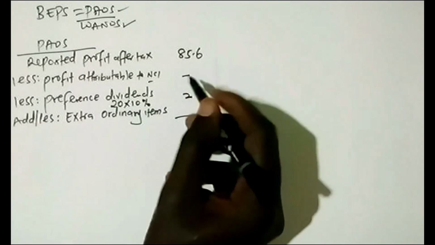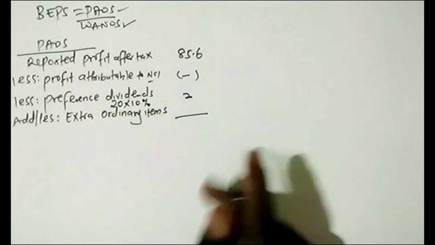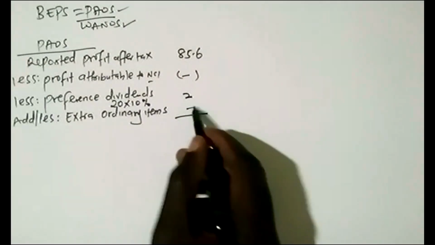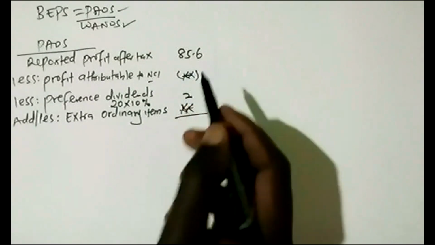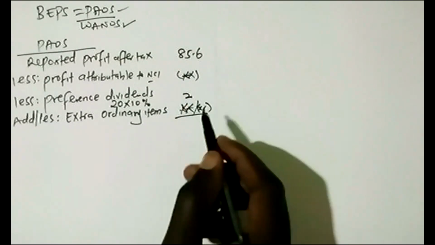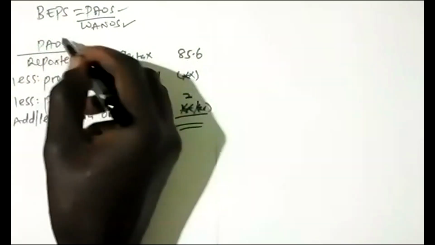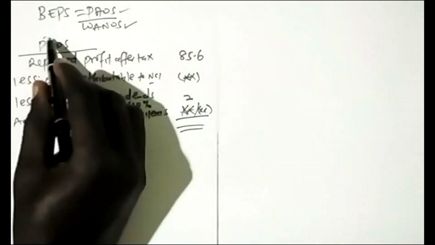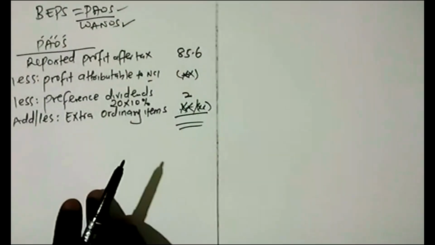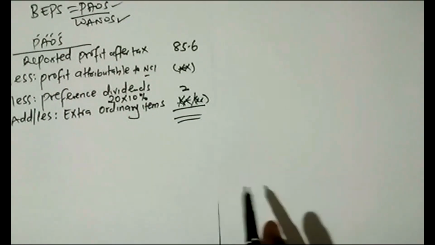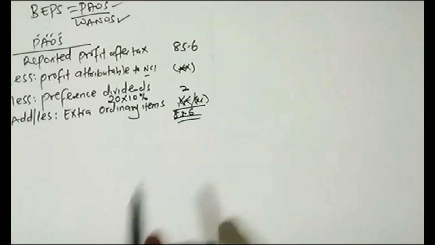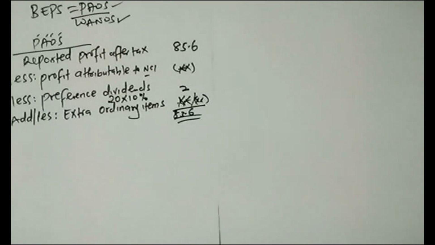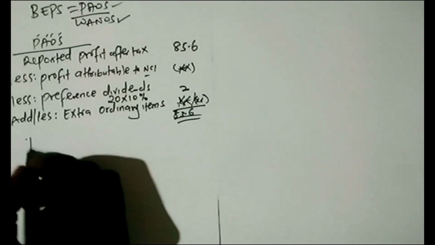There was no profit attributable to the NCI, so that one was not there. So these two are not there. Which means my profit attributable to ordinary shareholders is 83.6. Now let me get the one-off.